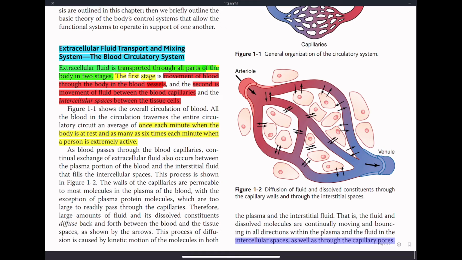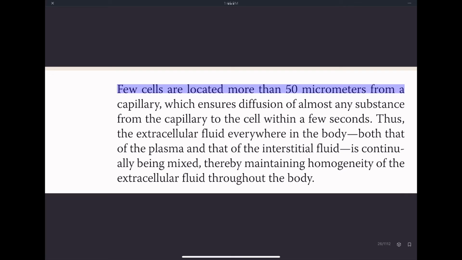Gut. Kidneys: regulation of excretion of electrolytes. Venous and arterial capillaries: nutrition and excretion. Figure 1.1 General organization. Cells are located no more than 50 micrometers from a capillary, which ensures diffusion of almost any substance from the capillary to the cell within a few seconds.